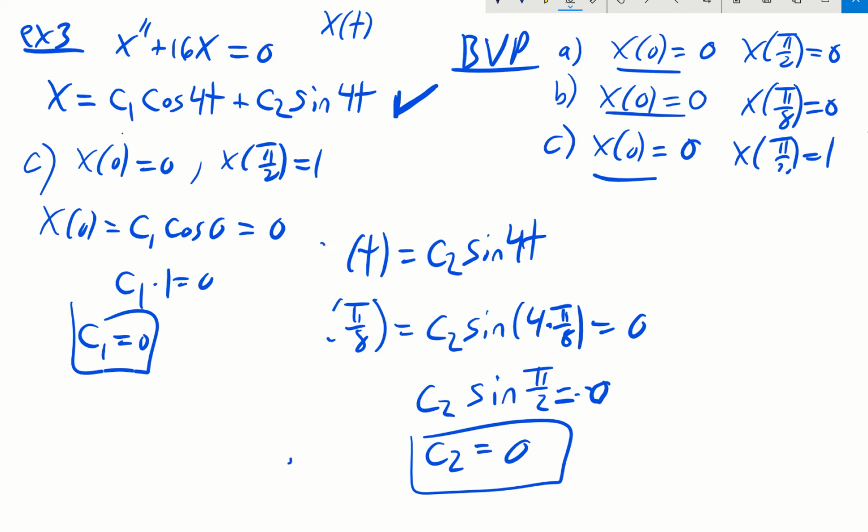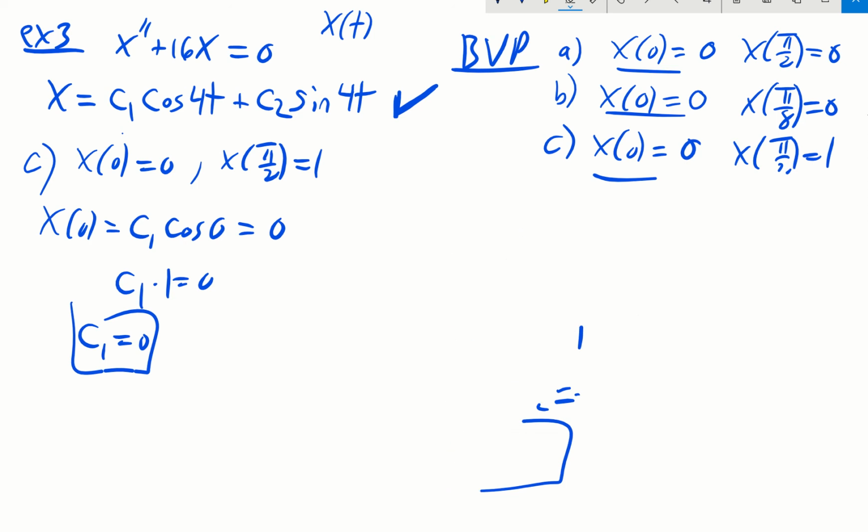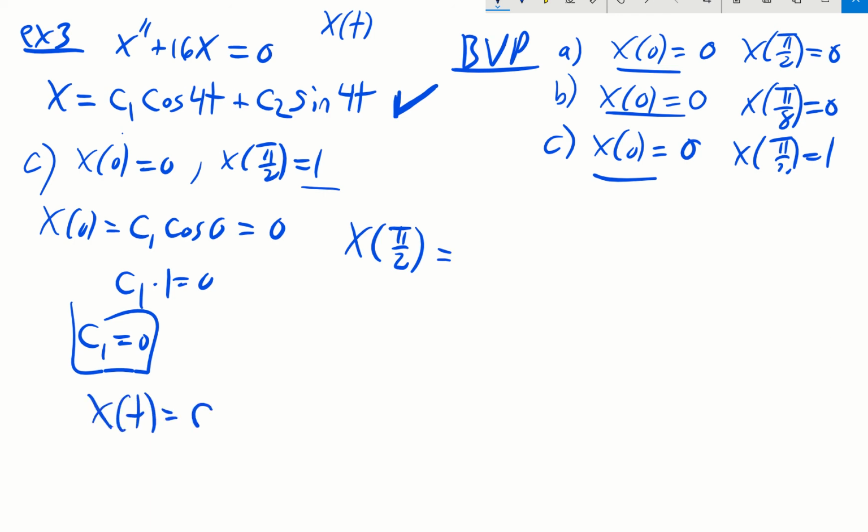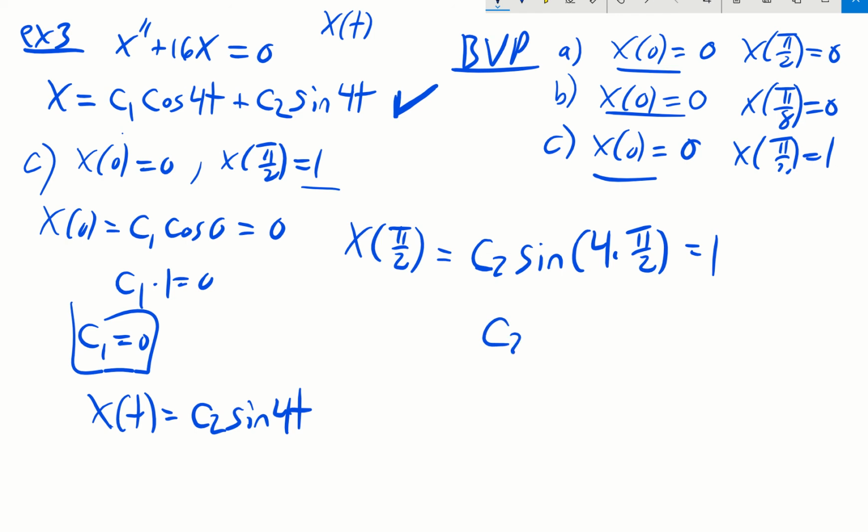We've seen twice previously how x of 0 produces C1 equals 0. Now let's evaluate it at this new boundary value. We need x of pi over 2 to be equal to 1. Well, right now we know we're working with x of t equals C2 times the sine of 4t. So it's going to be C2 times the sine of 4 times pi over 2, which should be equal to 1. This is going to be C2 times the sine of 2 pi equals 1.